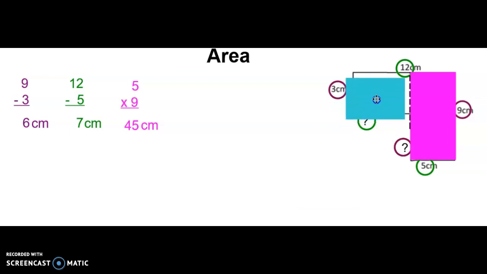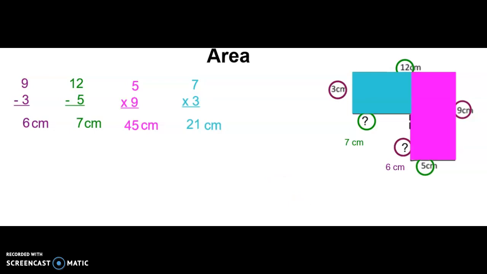Now let's find the area for the blue. Again, we're going to do length times width. We're not going to use this 12 here because that 12 is for the blue and the pink together. So we're going to use this length right here, which was our question mark, which I forgot to add on here, sorry, and it is 7 centimeters. So I'm going to do 7 times the 3 for the width. So 7 times 3 is 21 centimeters.